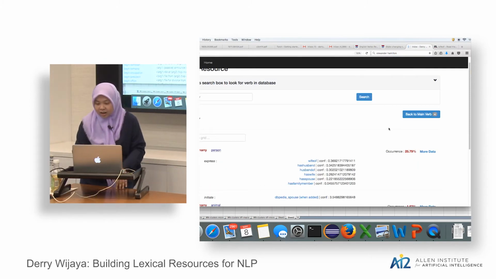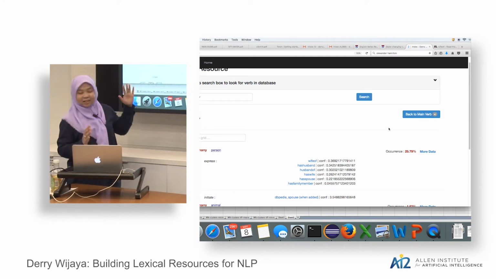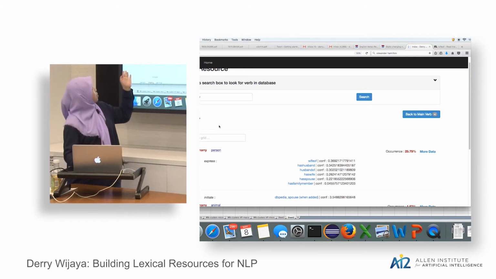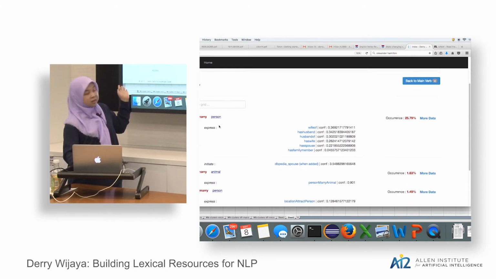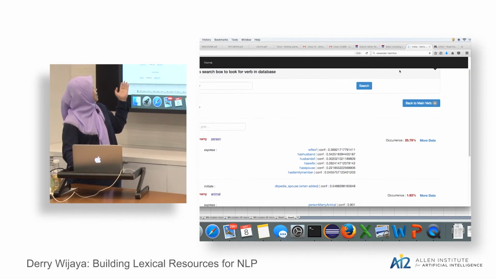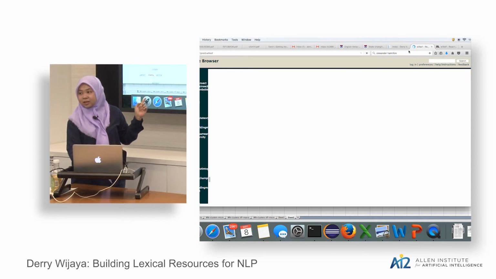And all these are contained in our VerbKB, where we put them all together. This shows that we can search for a verb, and then it shows all the type signatures that are possible for this verb. So you'll see some strange things. And the frequency of occurrence in the data, and the relations that it expresses in the knowledge base.